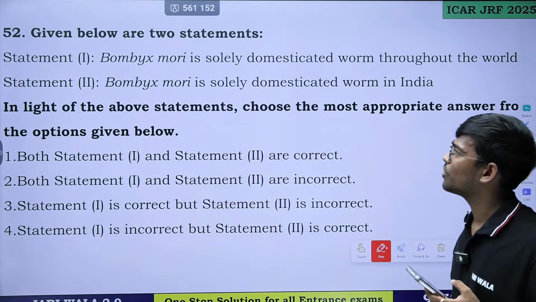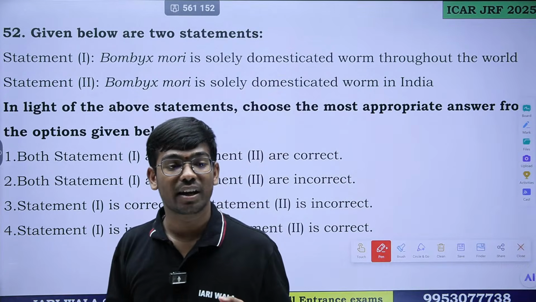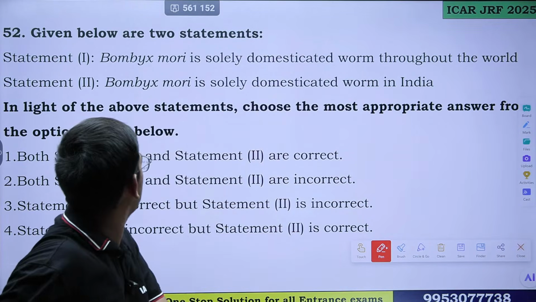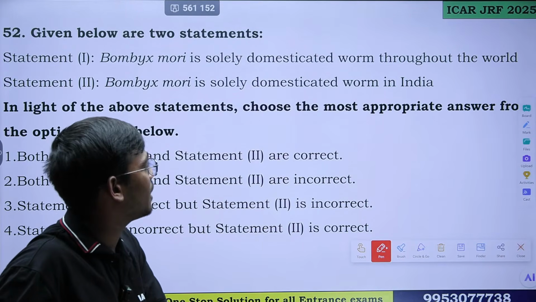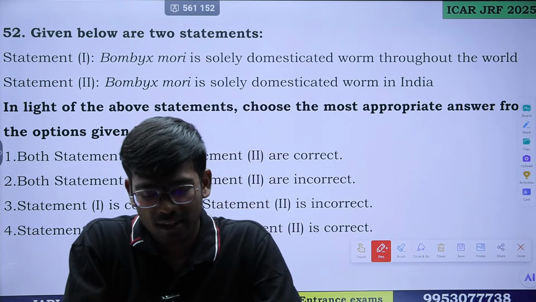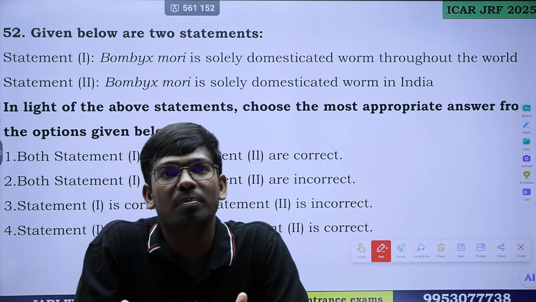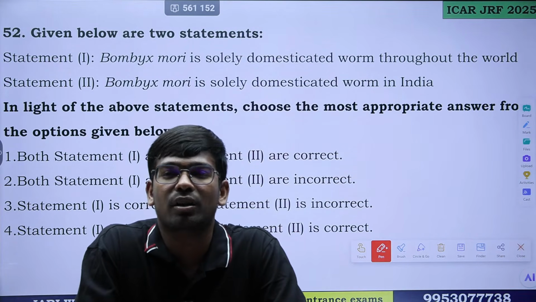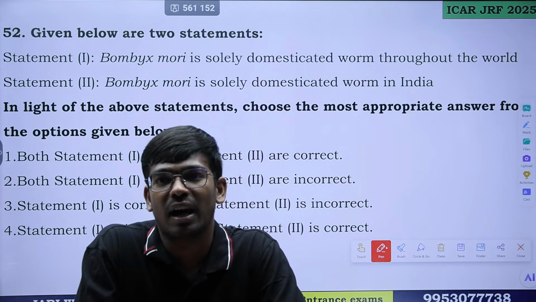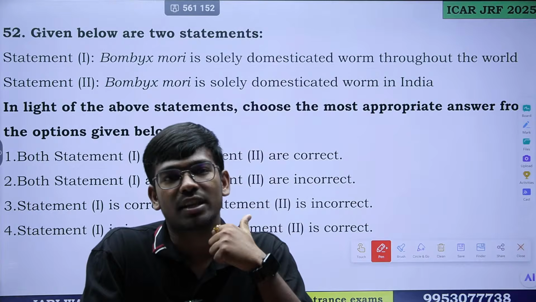And while coming to the next question, here also again statement type of questions. Bombyx mori is the solely domesticated worm throughout the world is the first statement. And the next one is Bombyx mori is the solely domesticated worm in India. So here you need to understand the meaning correctly. Bombyx mori, the mulberry silkworm, can be domesticated irrespective of the country or climatic conditions. Mostly it will be in artificial conditions while rearing. So it can be domesticated easily. So statement 1 is correct.